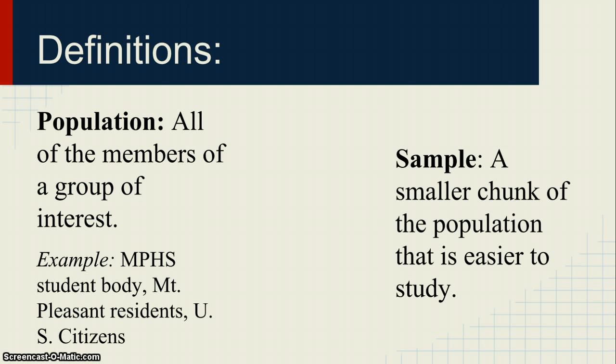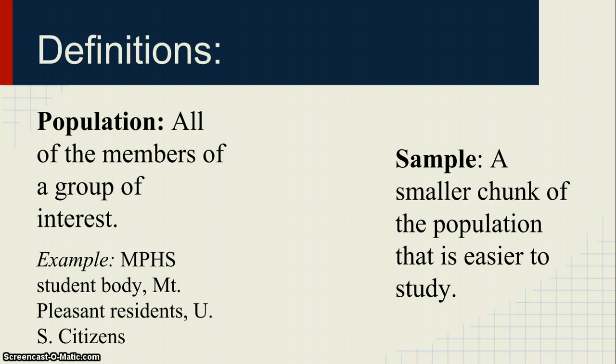The second part of that then is a sample. And a sample is when you take a smaller chunk of the population so that you can actually do a study on them. So let's look at that Mount Pleasant High School situation. We have at our high school about 1,100 students, depending on the year. Sometimes it's closer to 1,000, sometimes it's a little more.